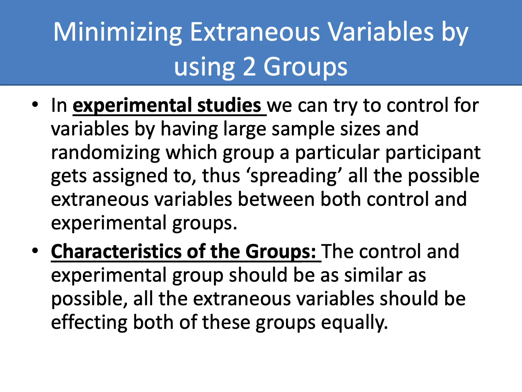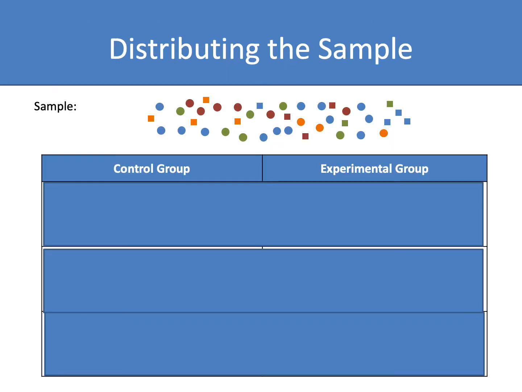So I'm going to show you a visual to kind of look at that. So if we look at this where we have our sample at the top here, we have 2 variables that I can see. I can see that some of them are squares and some of them are circles. So one of the variables is shape. Another variable is color.